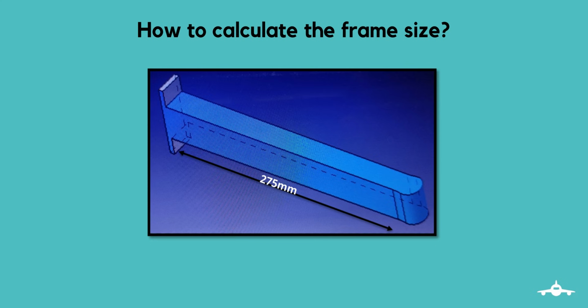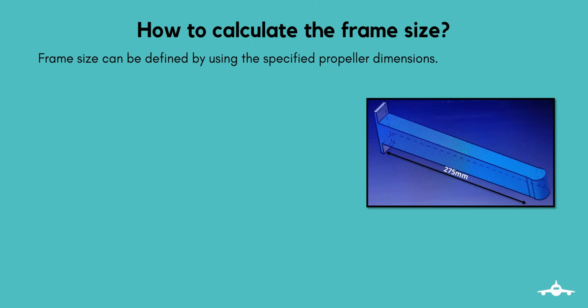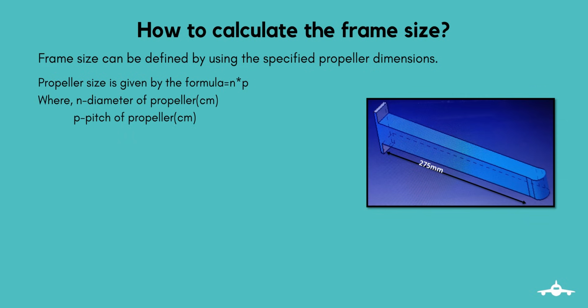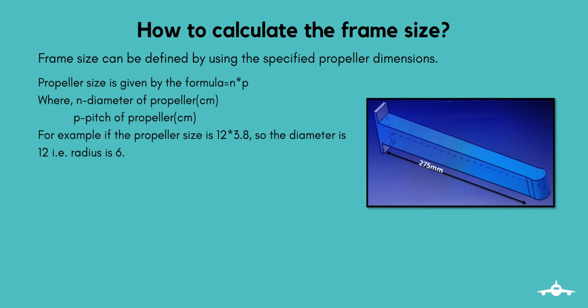The very first step in designing the drone is selecting the size of the frame. Frame size can be defined by using the specified propeller dimensions. Propeller size is given by the formula n into p, where n is the diameter of the propeller in centimeters and p is the pitch of the propeller in centimeters. For example, consider the propeller size as 12 into 3.8. Here, the diameter is 12, that is radius is half of it, that is 6, and the pitch is 3.8 cm.